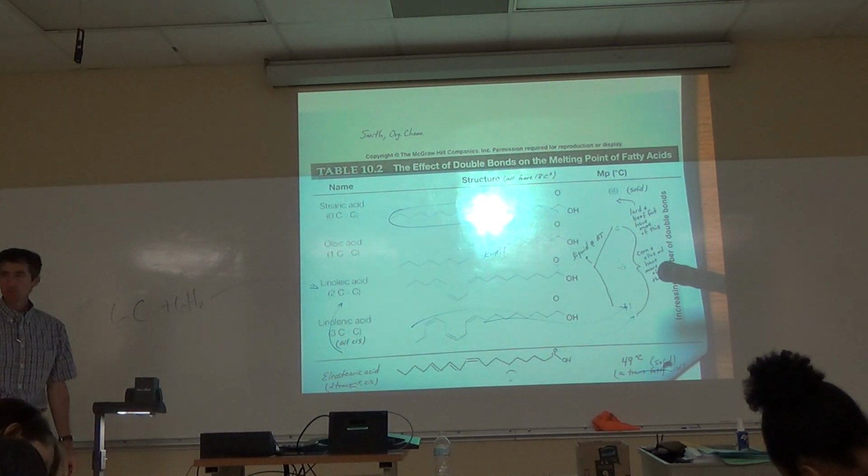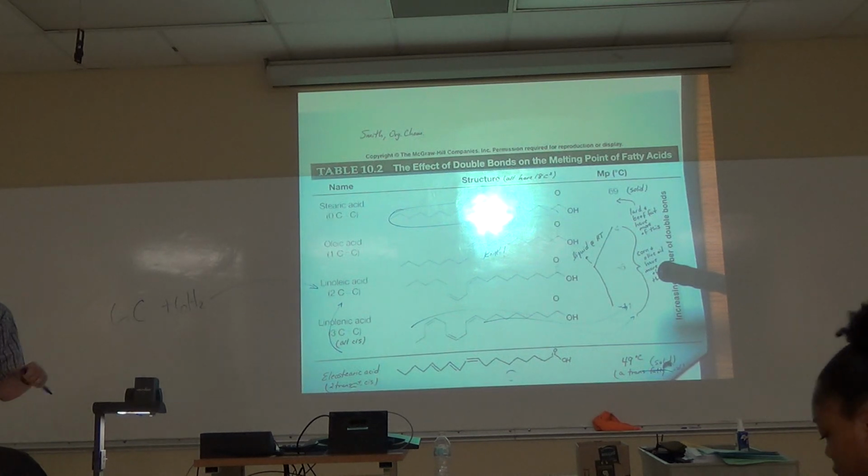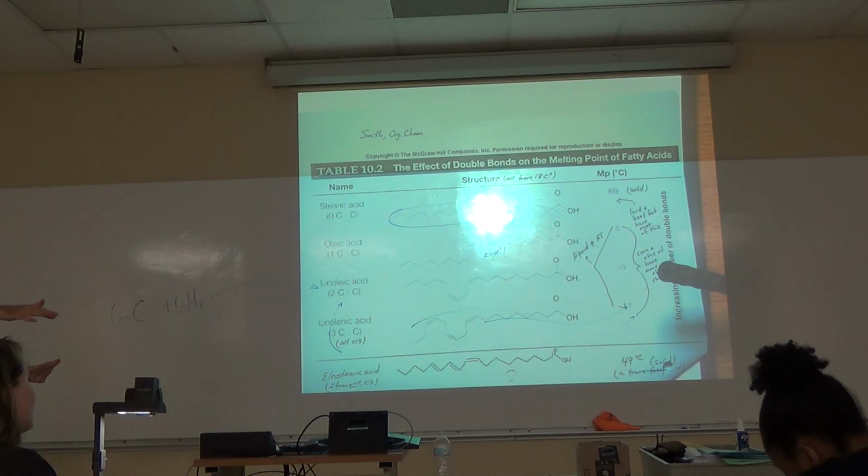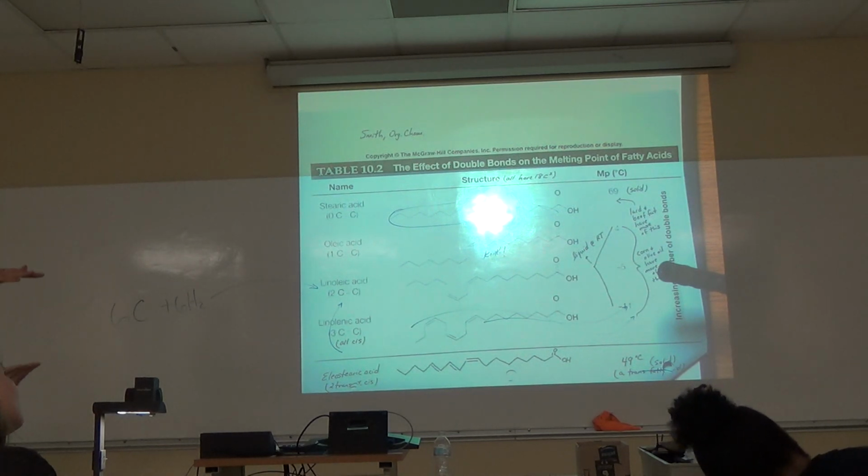And what does the kink do to the IMFs? Well, what type of IMF do we have out here? Van der Waals. And Van der Waals is just molecules coming here. Okay. Imagine I got 10 arms here. If they're straight, they can all just stack, right? 10 on top of each other. All right? But what if one is kinked?